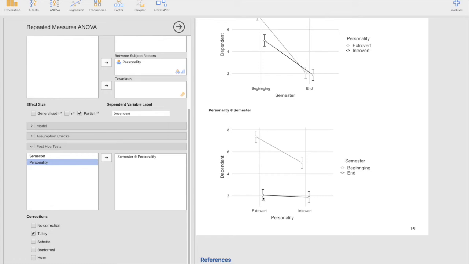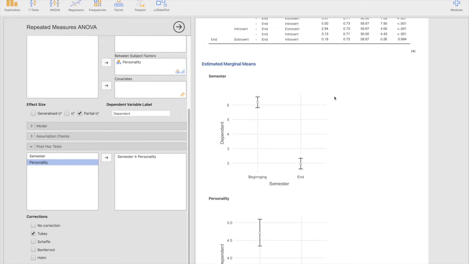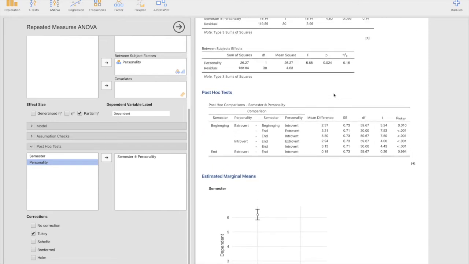I want to see if extroverts and introverts at the end of the semester have a non-significant difference. I'm predicting a non-significant difference at the end of the semester between extroverts and introverts. And at the beginning of the semester, I'm predicting a difference between extroverts and introverts. So that's only two t-tests I want to conduct.